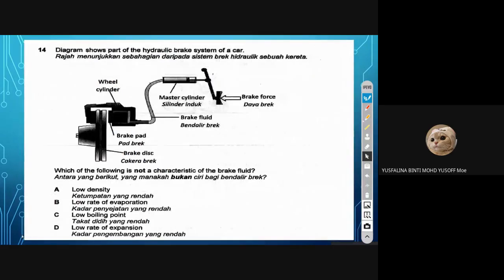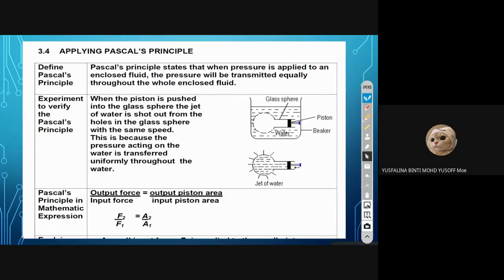What the question is actually involving is Pascal's principle, right? So we do a little revision about Pascal. What does Pascal say? It states that when pressure is applied to an enclosed liquid, the pressure will be transmitted equally throughout the whole enclosed fluid. So what does it mean? The pressure must be the same.